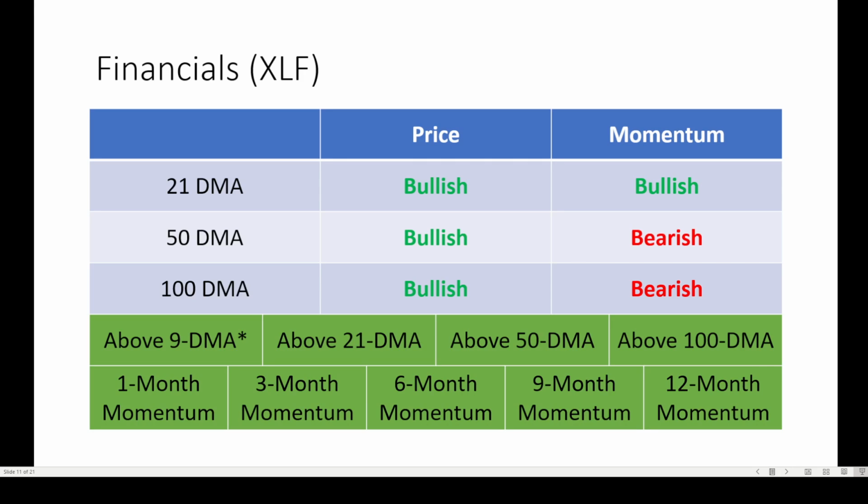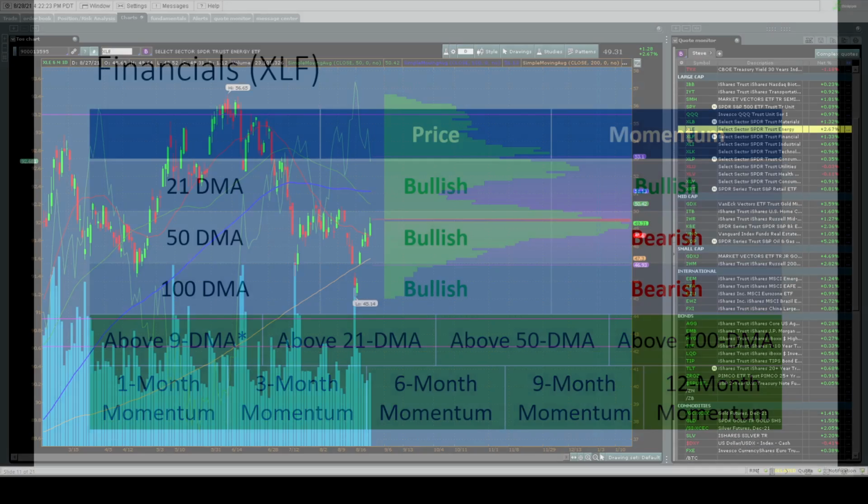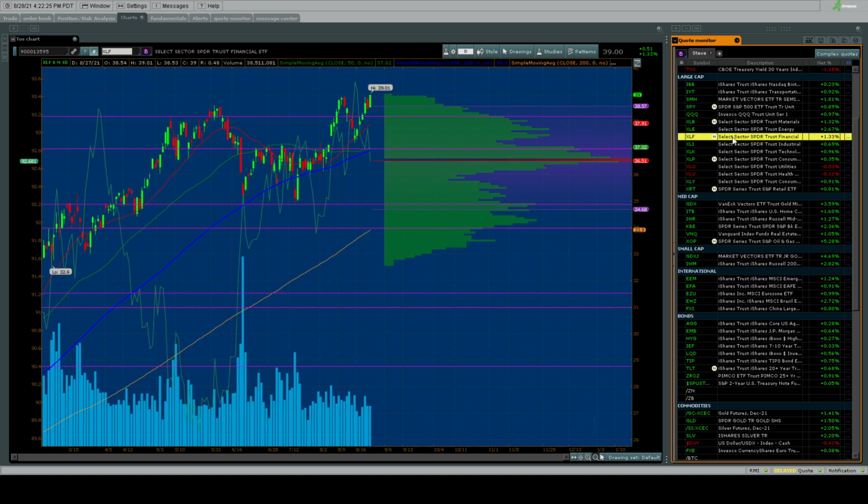Boy, they just have taken off. Price still bullish across the board. Momentum only bearish on the 50 and 100-day, just indicating that the rate of change is not increasing, it's slowing. Now back above its 9-day moving average, and let's see what's going on with financials. It's trying to break out, sitting at new all-time highs, but trying to break out of that supply zone.